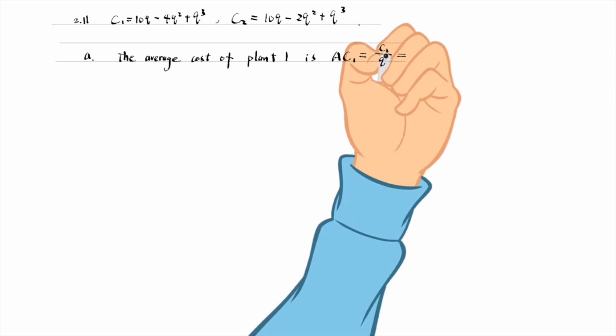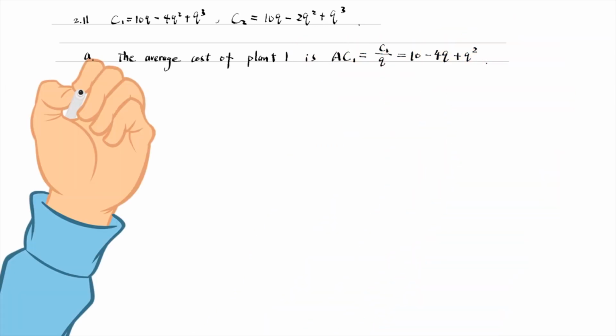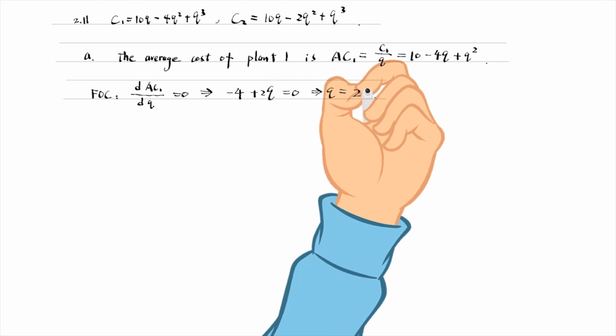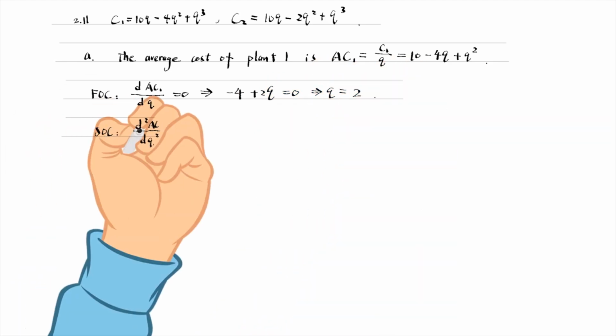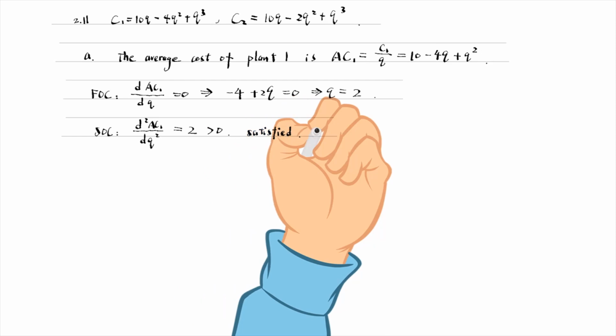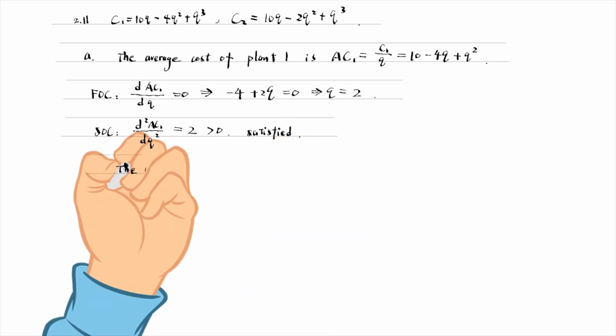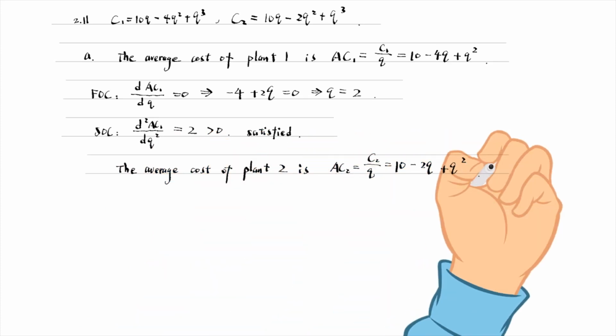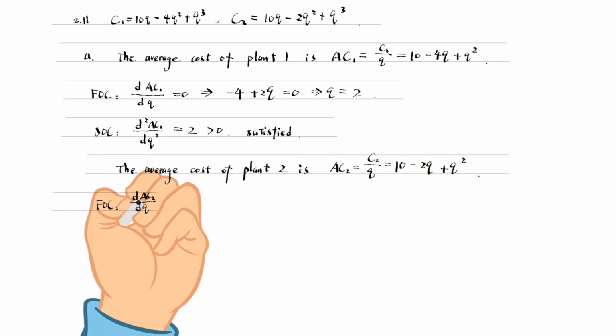We derive the average cost function of plant 1 and use the first order condition to find the output level that minimizes the average cost. It is 2. The second order condition for a minimum is satisfied. Similarly, the output level is 1, which minimizes the average cost of plant 2.